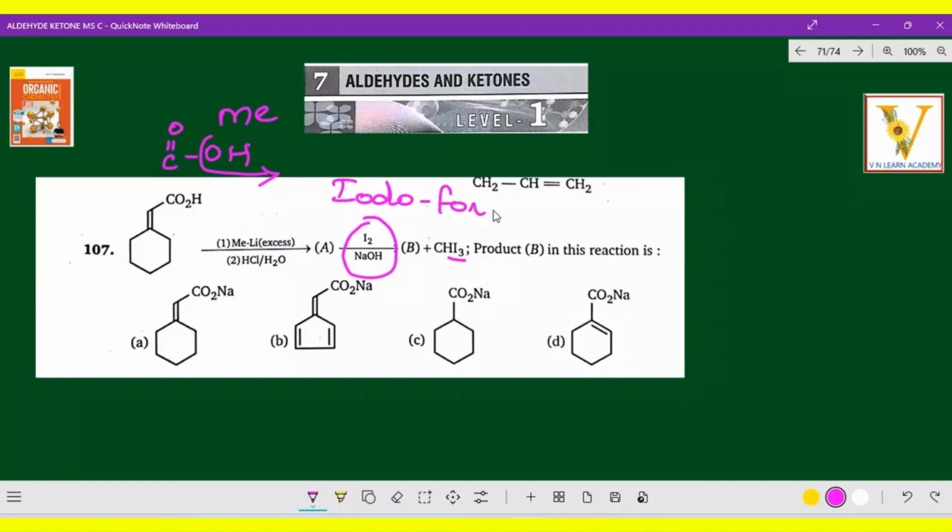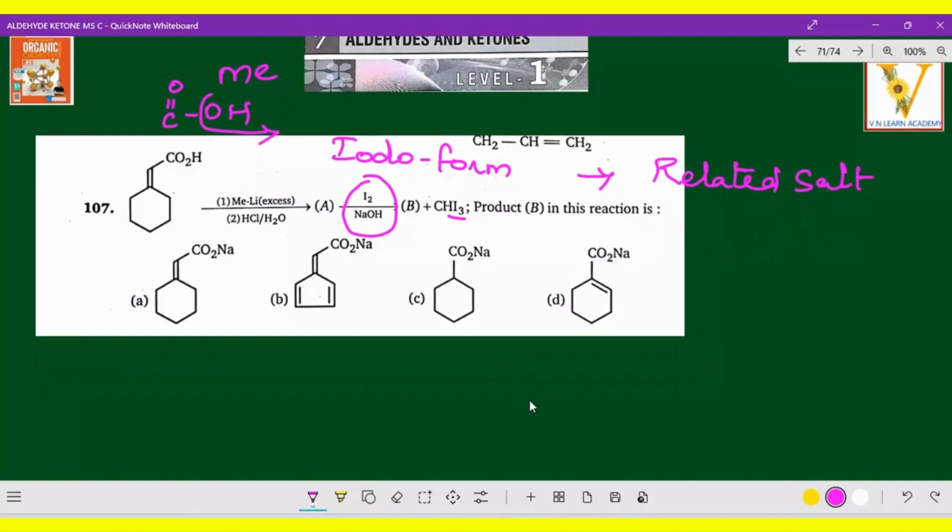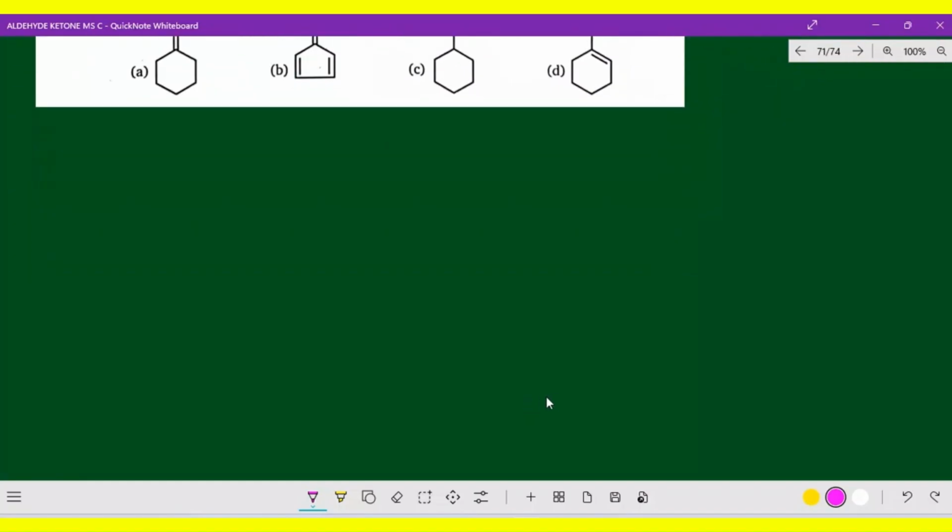Iodoform test only, the methyl keto group will be answerable for the iodoform test, right? Wherever the methyl keto group is there, the iodoform test will be answerable. Then you will get the related salt, that is COONa. Okay, I will draw and write that equation so that you can easily understand.